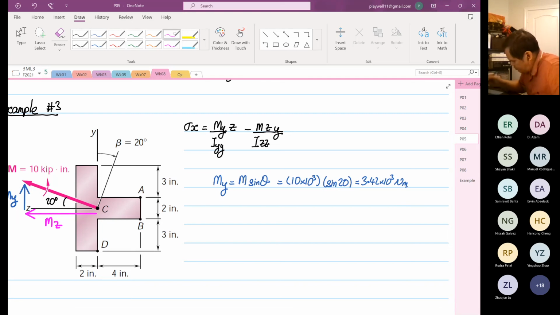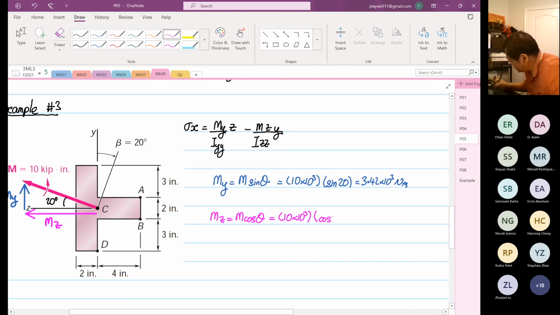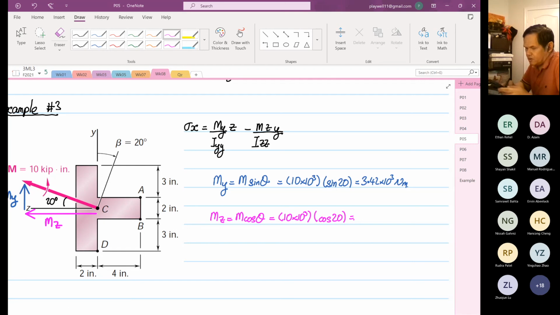And then we're going to deal with our Mz, which is M cos theta. So it's 10 times 10 to the power 3 times cos 20. So this is 9.3, I'll call it 9.4, times 10 to the power 3.